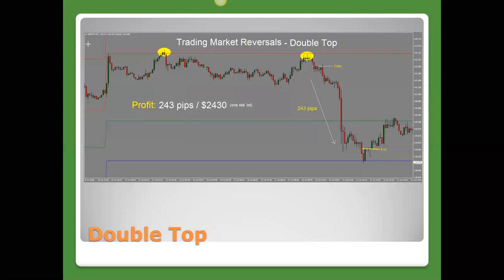This particular one is British pound Japanese yen 5-minute chart. So let me take you to the actual chart here so we can take a look at it.